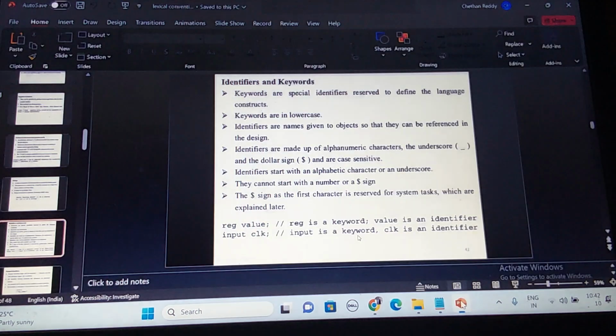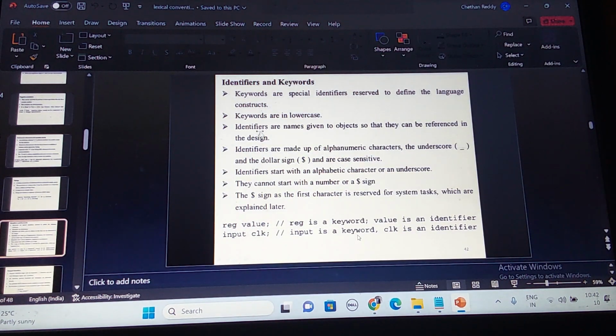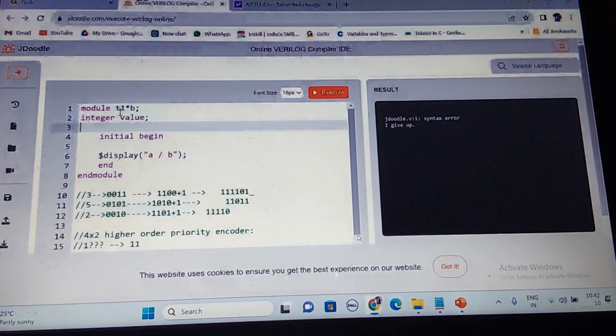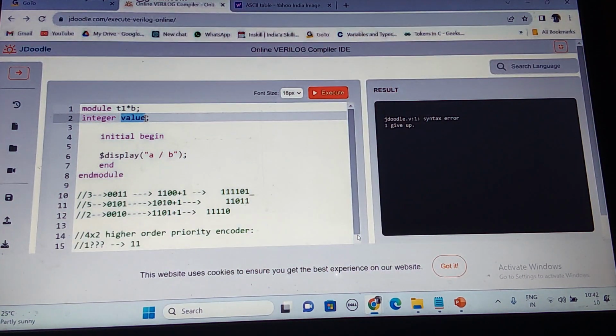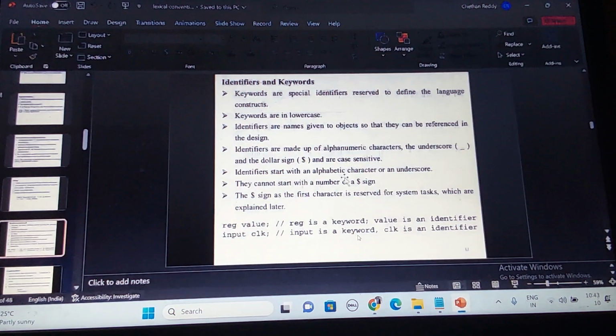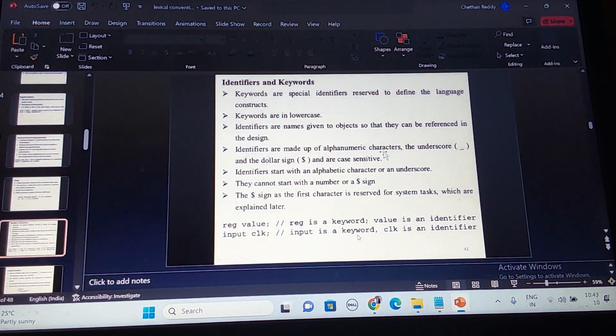So what is the use of an identifier? Identifiers are the names given to the objects. Here I'm declaring the variable, and the variable name is value. You understand? So when you're writing this value, what are the rules you should remember? It should start with an alphanumeric character. It should not start with a special character. Correct? So these are the rules for writing the identifier. Identifiers are made up of alphanumeric characters, underscore, and one more, the dollar symbol.